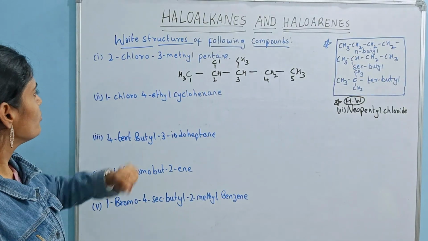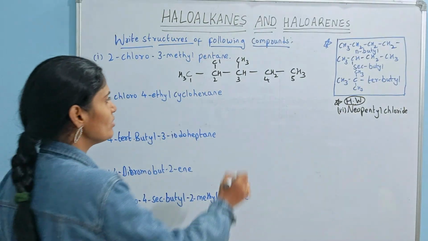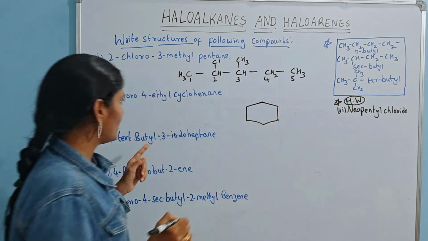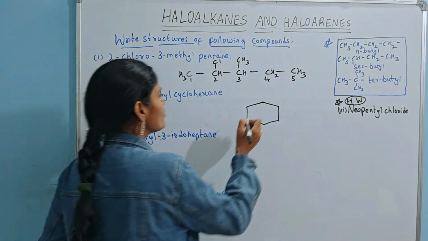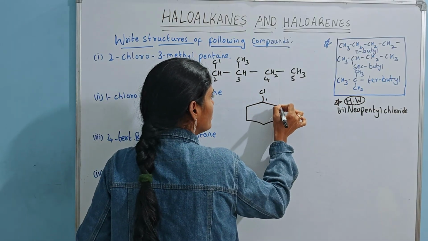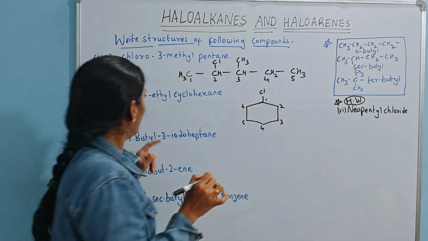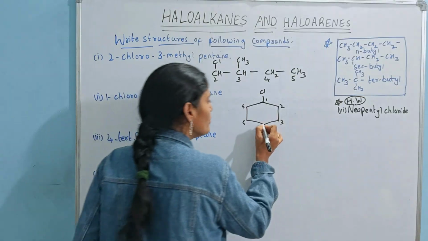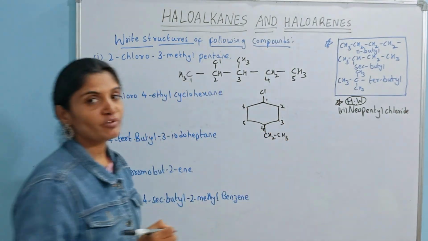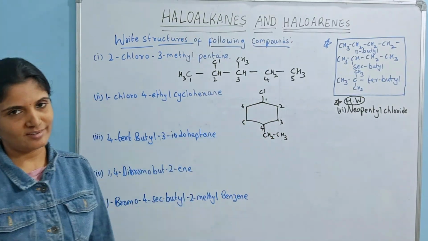Now if you come to the second compound, it is my cyclohexane. On that I have two substituents. So let me first write cyclohexane here. At first position I have my chlorine, and at the fourth position, so this will be my 1, 2, 3, 4, 5, 6. At the fourth position I have my ethyl group. So let me put ethyl group here. So this is my 1-chloro 4-ethyl cyclohexane.